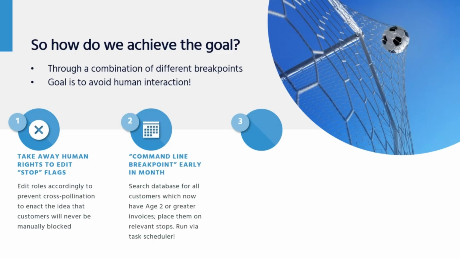Step 2 is we're going to have one of those command line breakpoints, so one of those scheduled tasks early in the month. So that might be the first day of the month, might be the 3rd day of the month, and we're going to just search the database for any customers who have those age 2 or greater invoices, and then we're going to place them on stops. So that'll be that stop orders, stop invoices, stop deliveries. And this will all occur behind the scenes. We don't have to do anything. It's going to happen at 2 a.m. on the 1st. Our server's going to run the code. It's going to do all the work. Done.